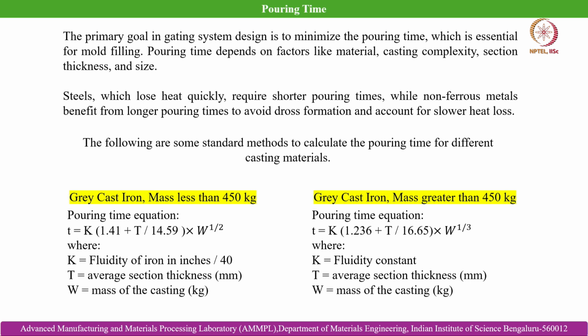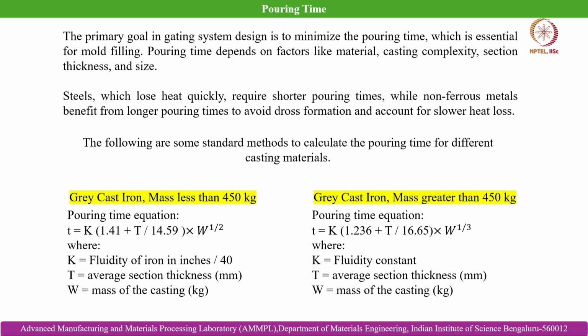Now we have to estimate the pouring time. We have also discussed the filling time earlier. The primary goal in gating system design is to minimize the pouring time so that we can fill the mold in the minimum possible time frame, which is essential for mold filling. Pouring time depends on factors like material, casting complexity, section thickness and size. Steels, which lose heat quickly, require shorter pouring times, while non-ferrous metals benefit from longer pouring times to avoid dross formation and account for slower heat loss.